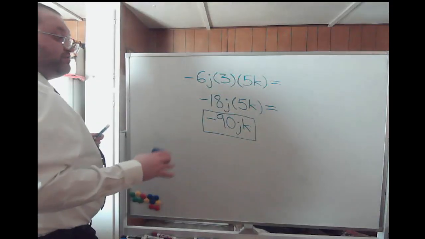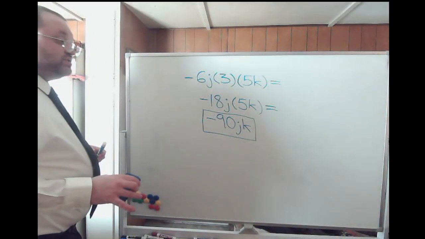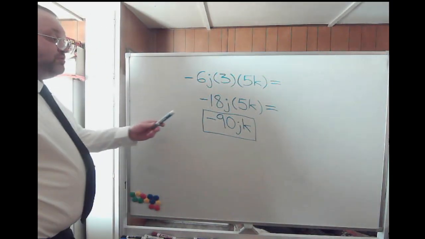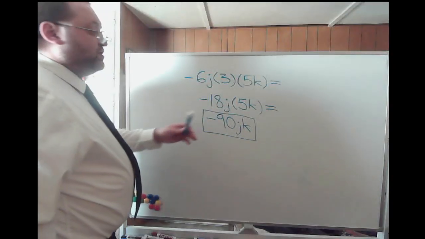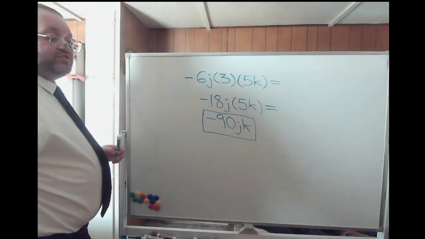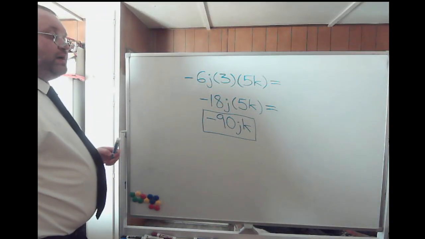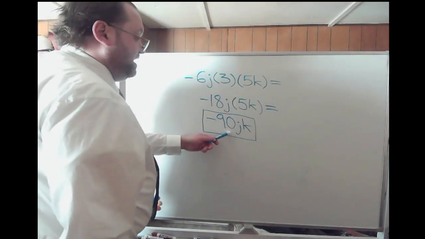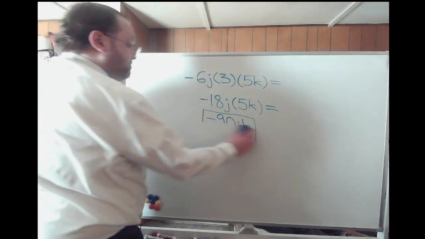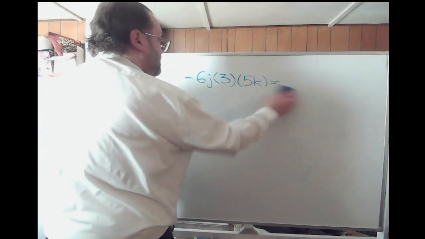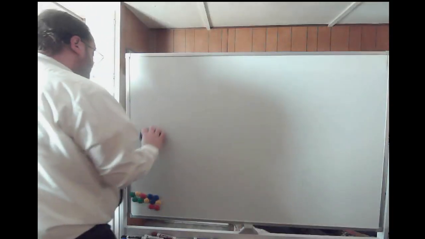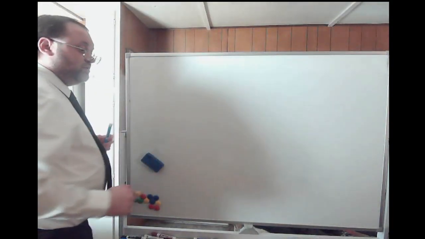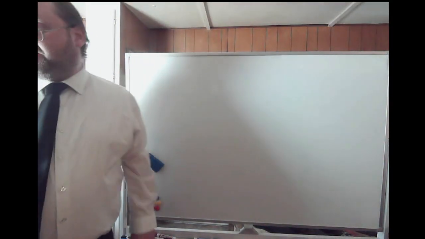Whenever you're multiplying with variables, like we have here, those just go along for the ride because they're being multiplied. So you'd have negative 90jk. Alright. In future lessons, I'll show you what to do with adding and subtracting them and stuff, but for now, we're going to just do what we're doing today.